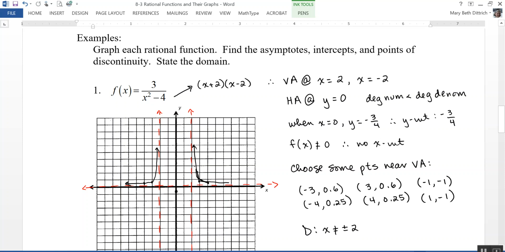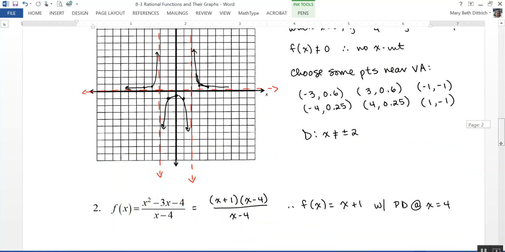Okay, and then looking at what's going on in the middle here, I chose the point -1 and I got -1, and I chose +1 and I got -1. So this part of the graph is actually going to go like this. And next I need to figure out what my domain is, and my domain is what values x can be. X can be all real numbers except for +2 and -2, because those are the values that are going to make the denominator 0.